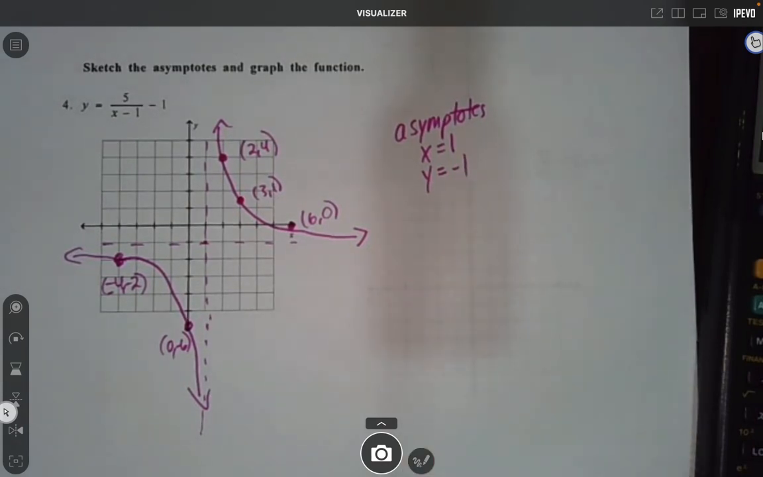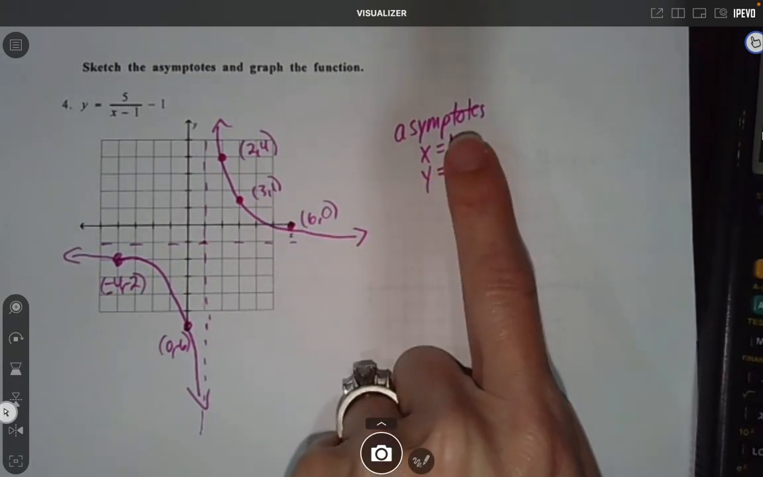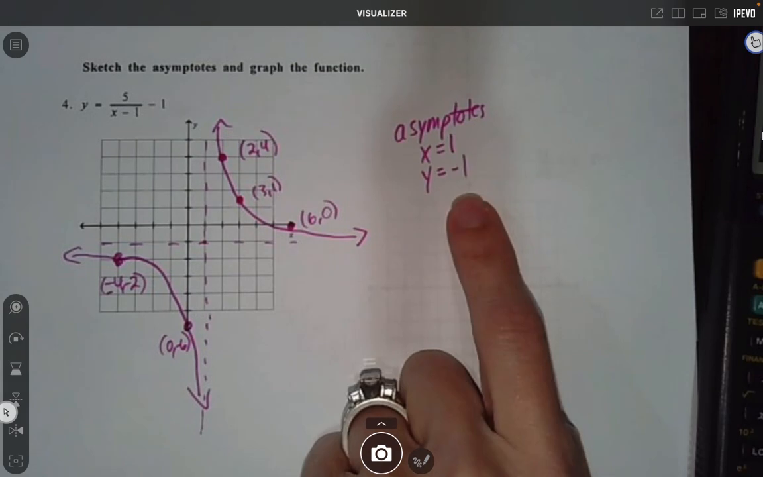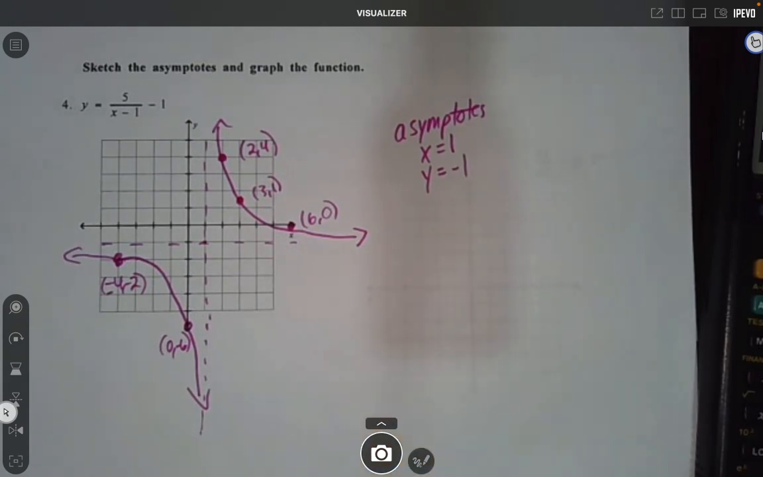Like yesterday, our asymptotes were the x-axis and y-axis. But what have we done today? We have moved. We moved over and down. So that's why we went to 1 and then we went down 1. Does that make sense, y'all? That's all it is.